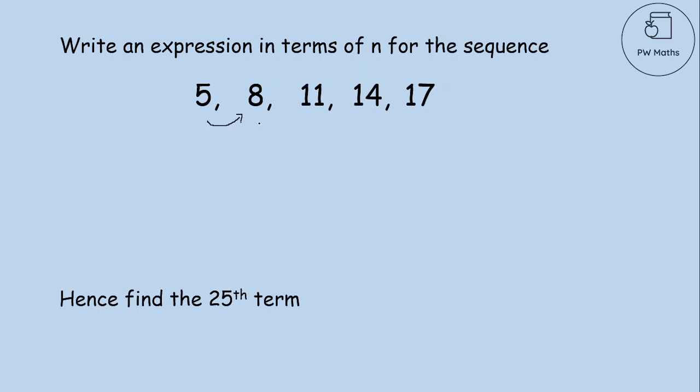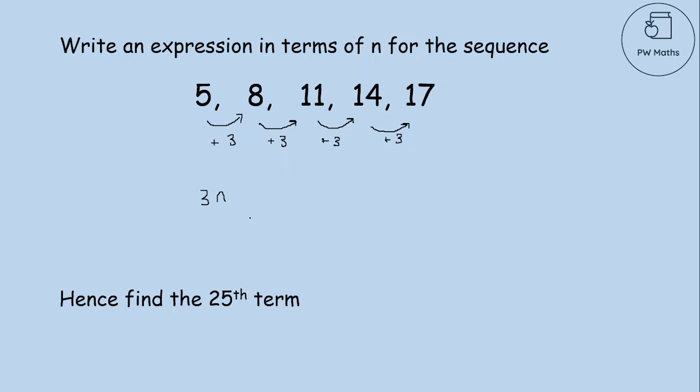That's what happens between each of the terms in the sequence. Well, I can see that between each of the numbers in the sequence we've got a +3. I'm adding 3 each time. The thing that I'm adding each time or taking away each time, or whatever is going on in between each term of the sequence, goes in front of n.